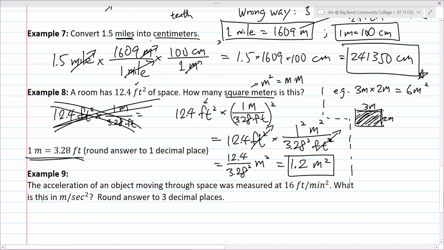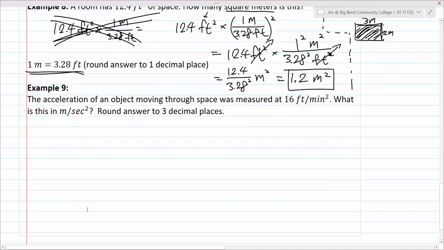All right, last but not least, another practice on the unit conversion. The acceleration of an object moving through space was measured as 16 feet per minute squared. What is this in meter per second squared? Round answer to 3 decimal places. All right, this is the physics question. And if you're curious what the acceleration is, then I'll let you Google it.